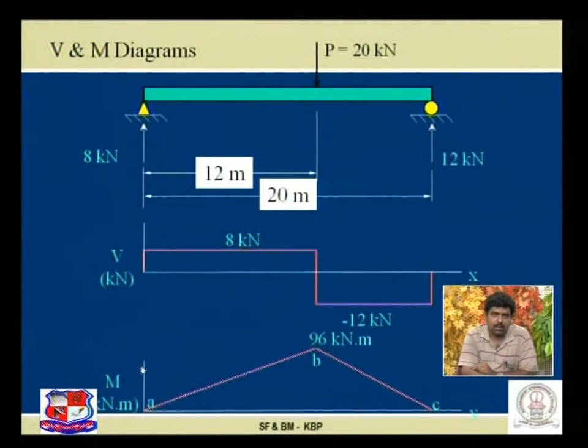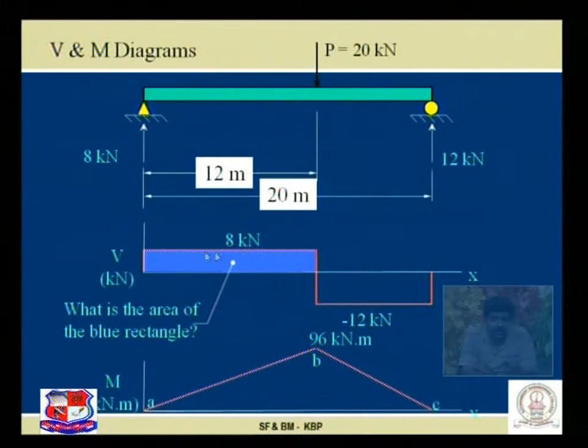Now very carefully visualize this one. What is the area of this rectangle? Please understand. The area of this rectangle is 12 meter multiplied by the ordinate, 12 into 8, that is 96 kilonewton meter, and the same 96 kilonewton meter we can achieve as the maximum magnitude on the bending moment diagram.